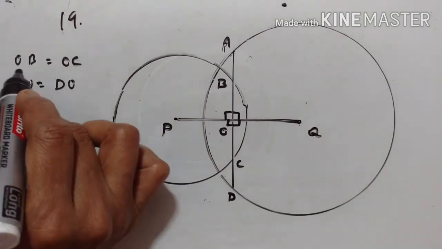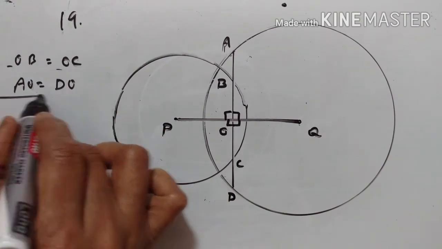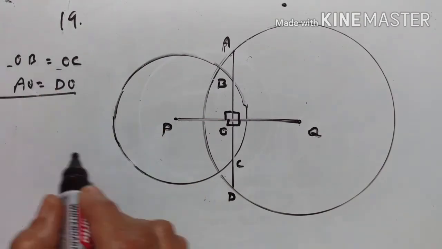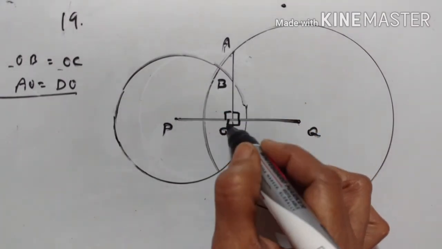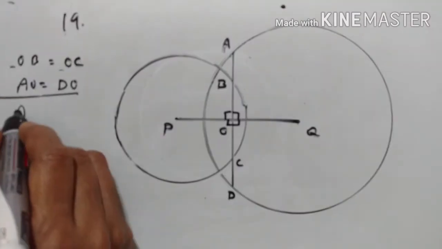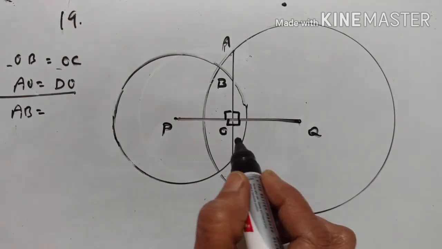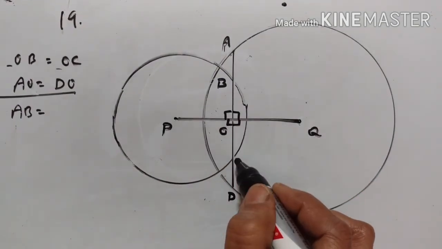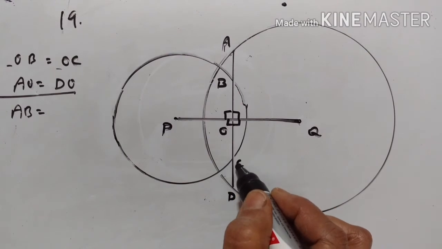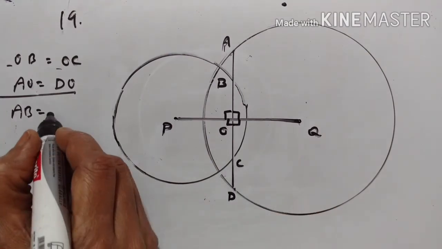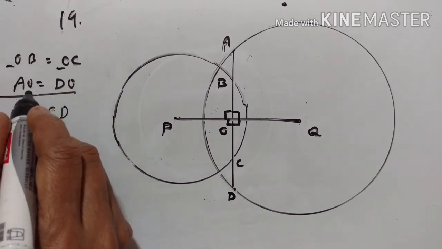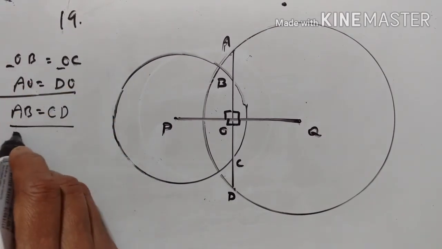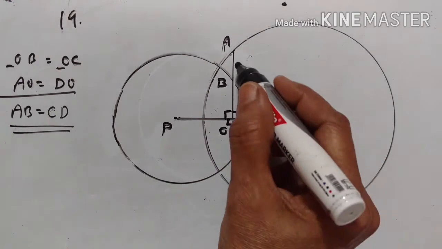Let us subtract the first from the second. AO minus OB is equal to AB. DO minus OC is equal to CD. Equals subtracted from equals, the remainders are equals. So AB is equal to CD.